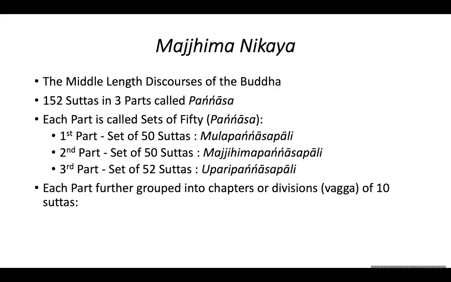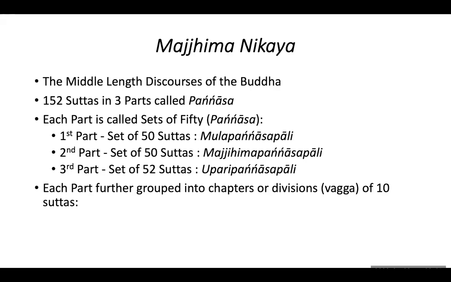Each part is further grouped into chapters or divisions of 10 suttas. So each part has 50 suttas, and these 50 suttas are further grouped into divisions of 10 suttas. The first part, Mula Pannasa Pali, deals with 50 suttas in 5 bhagas, 5 divisions of 10 suttas. The second book, Majjhima Pannasa Pali, also consists of 50 suttas in 5 bhagas too.